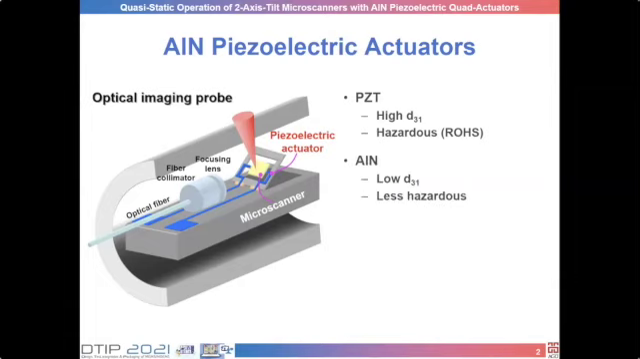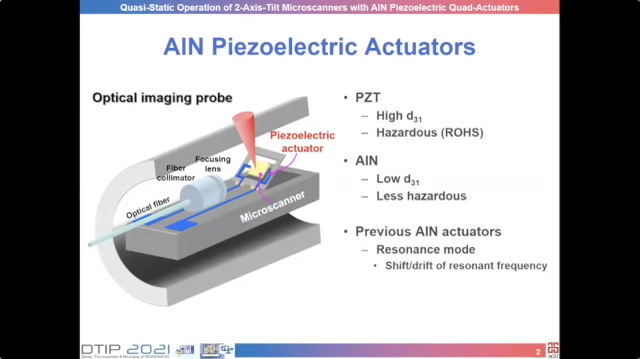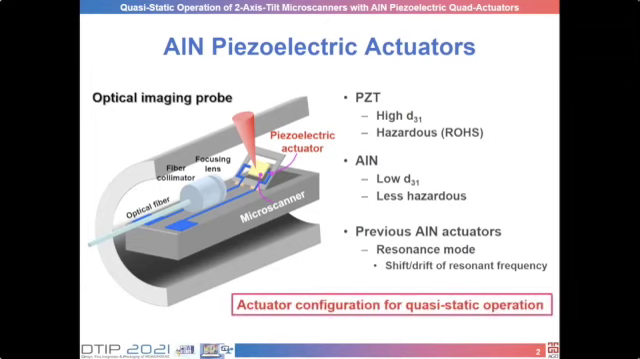On the other hand, aluminum nitride is a safer material, but its drawback is a low piezoelectric coefficient. For this reason, most of the previous aluminum nitride actuators have been operated in the resonance mode. But it has an issue in long-term reliability due to shift or drift of resonant frequencies. Therefore, it is necessary to develop an actuator configuration for quasi-static operation of aluminum nitride material.